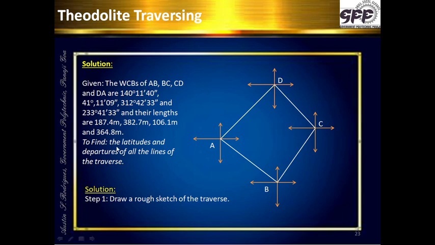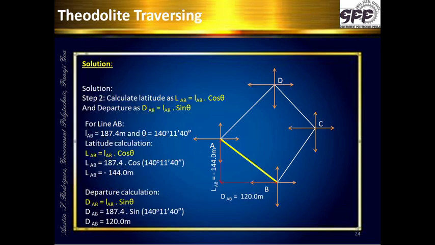So now what we have been told is we have to find the latitudes and departures of all the lines, that is the line AB, BC, CD and DA. So we will be taking each of these lines individually and we will try to solve for the latitude and departures of the lines of the traverse. First line we take is line AB, the line AB over here.